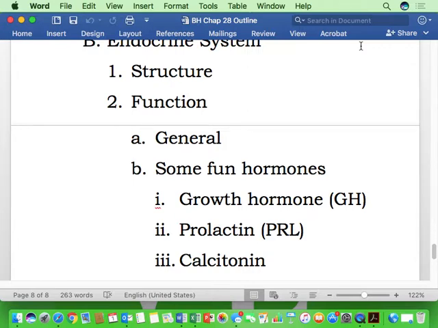Calcitonin. We actually have already talked about calcitonin without naming it, okay? So calcitonin is produced in response to high blood calcium levels.